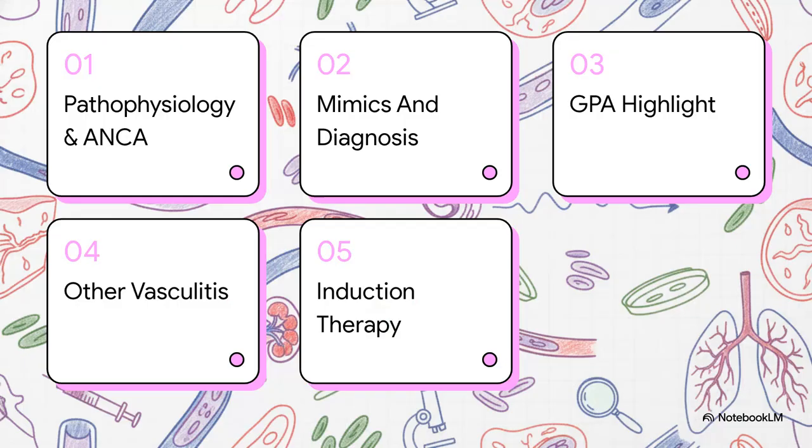Let's get into it. To navigate this notoriously complex clinical landscape, we've got a clear algorithm to follow today. First, pathophysiology and ANCA phenotypes. Second, vasculitis mimics and diagnosis. Third, a highlight on granulomatosis with polyangiitis. Fourth, we'll run through other primary vasculitis highlights. And finally, we'll wrap up with induction and standard therapeutics.